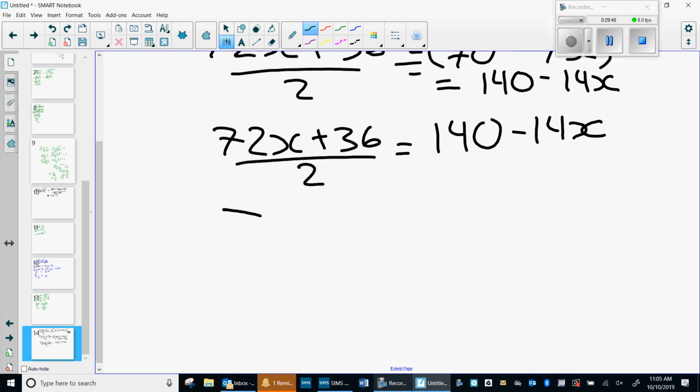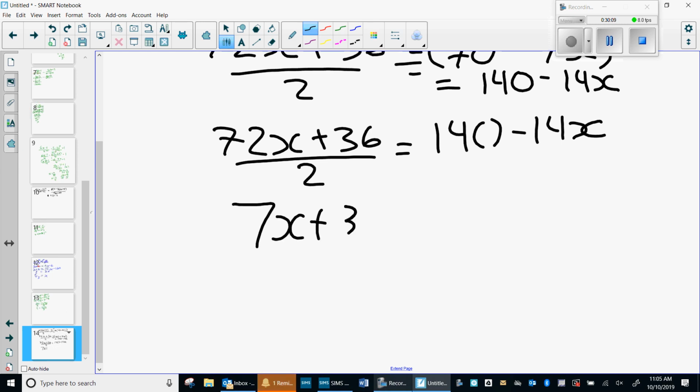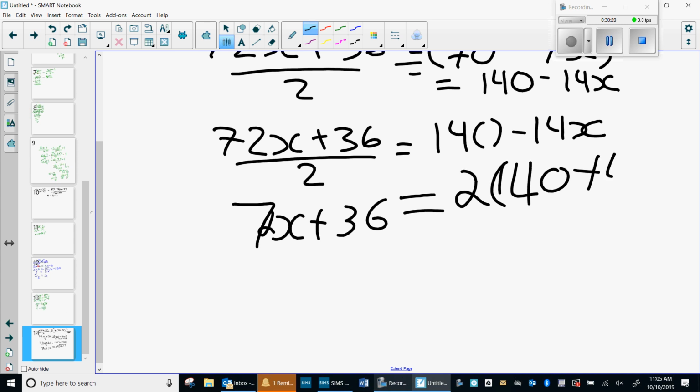So then you would do 72x plus 14x, is that right? Not yet, because you haven't dealt with the 2. Divide by 2, and then you do 140. Alright, so you have 72x plus 36, and then you do 2 times 140. What's 2 multiplied by 140? 280. So then it's 72x.